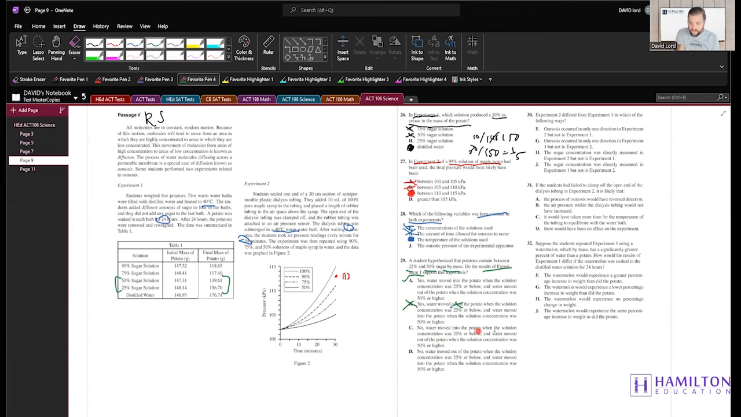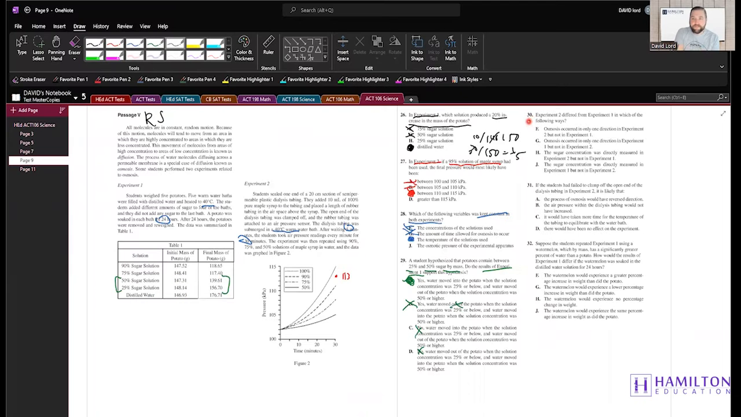Water moved into potato when, so the second half is true. So we have to decide if the first one is true. And since we said that because the amount is between these two numbers, it seems likely that the potato would be around or between 25 and 50%. So because we think it's yes instead of no, we can cross off C and D. And that's why the final answer was A.